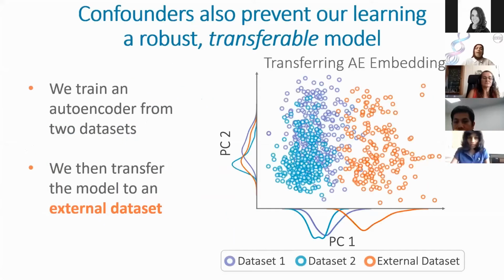And moreover, another problem is that confounders can also prevent us from learning a robust transferable model. So we want to generate embeddings that can capture biological signals that are valid across reasonably similar domains. And to just show you an example, here we trained our autoencoder from the previous two data sets and encoded samples from an external test set. And again, when you look at the principal component plot, you see that the external samples are placed quite separately from the training samples, just giving us an example how these confounders create problems in terms of transferability.